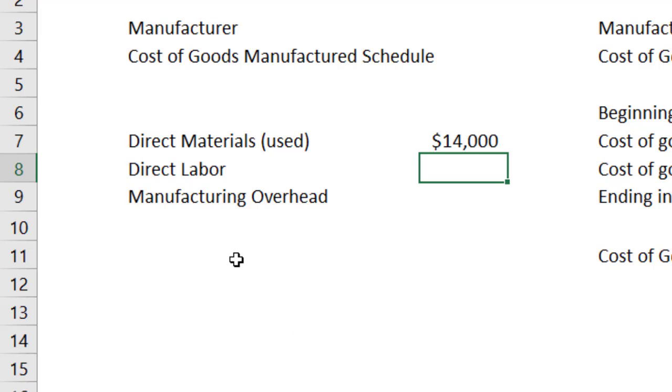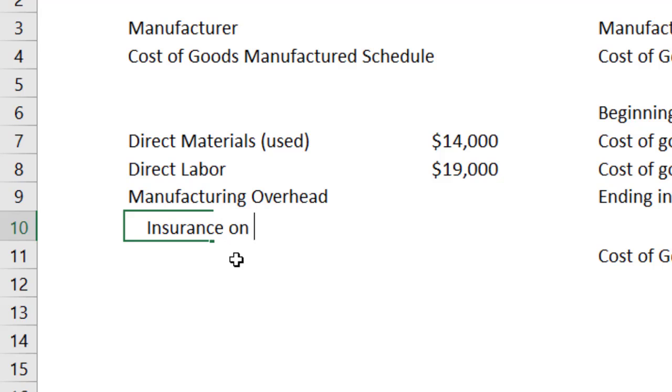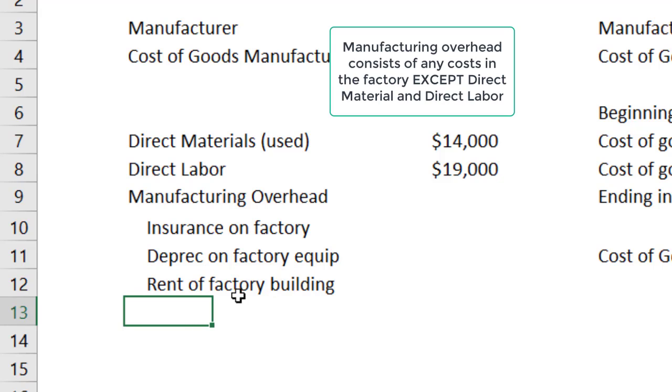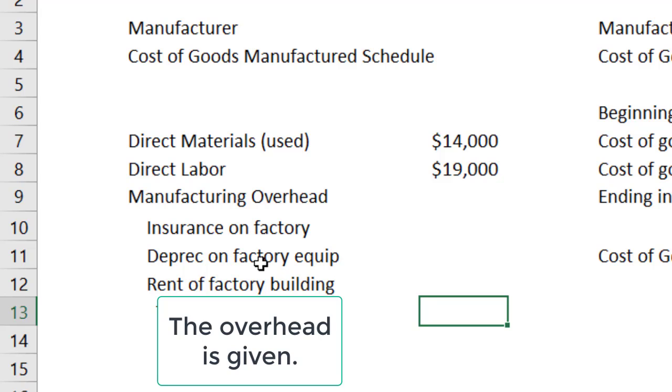And then the direct labor would come from the payroll, and we have $19,000 in payroll. Now we get to the manufacturing overhead. This would be anything that happens in the factory that's not direct material or direct labor. Not period costs, but product costs in the factory. For example, insurance on the factory, depreciation on factory equipment, and rent of the factory building. Those are the kinds of things that would be manufacturing overhead. Let's say these total $12,000.